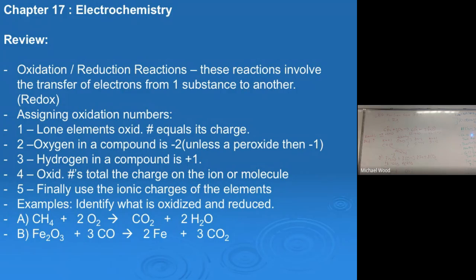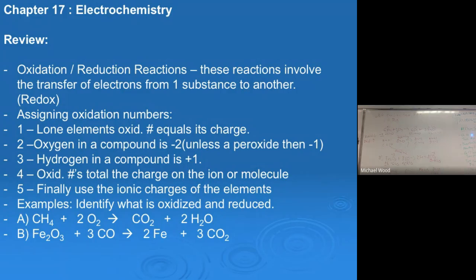Good with this? Okay, here, iron by itself is equal to its charge, which is 0. Here, oxygen is -2. Needs to total 0 because there is no charge. So -2 times 2 is -4. So fill in the blank. So carbon is positive.